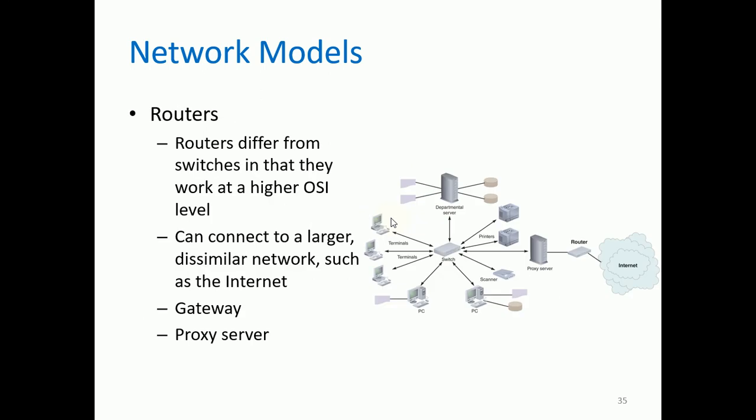Okay, next we have routers. Routers differ from switches in that they work at a higher OSI level. Why? Switches are for connecting the network devices, while the router is connected directly to the internet. It can connect to a larger, dissimilar network such as the internet. So routers serve as a gateway to the internet and a proxy server.